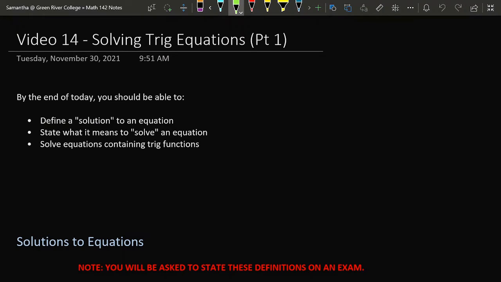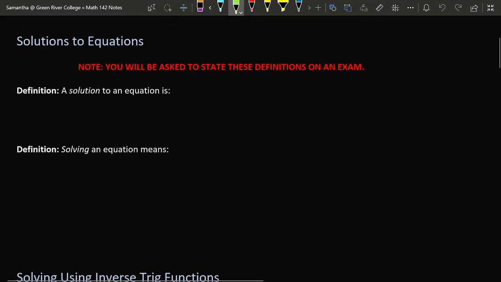In this video, we're going to talk about how to use the quote-unquote inverse trig functions to help us solve equations that have sine and cosine in the equation. Solutions to equations.